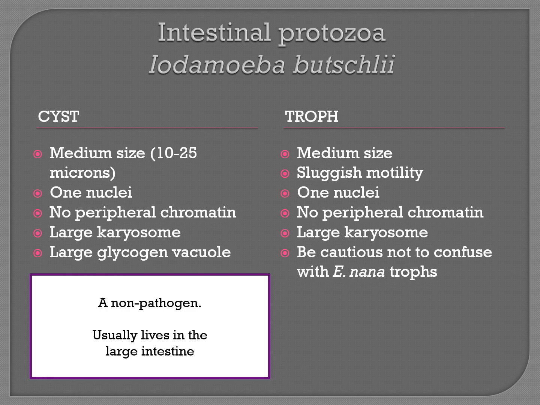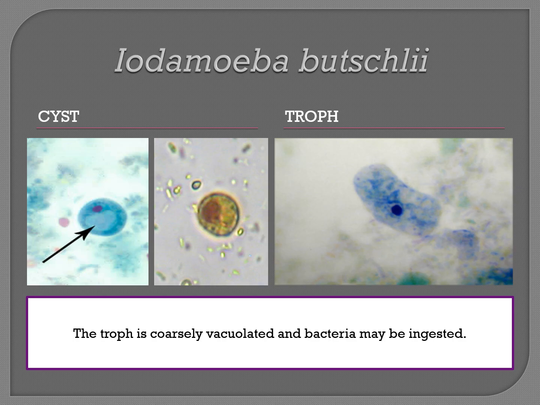In the troph, they are medium size, sluggish motility with 1 nucleus, no peripheral chromatin, and a large karyosome. Be cautious not to confuse it with E. nana troph. You may see ingested bacteria in Iotamoeba buchlei as well. So the Iotamoeba buchlei cyst is very easy to recognize because it always has that glycogen vacuole. The first image on the left of the Iotamoeba cyst is one on the trichrome stain, while the second image, just to the right of the first one there, is an image of an iodine wet prep for Iotamoeba, and you can see that the glycogen vacuole is pink because of the iodine. The troph has a large nucleus, or a large karyosome, and it will often ingest bacteria. The troph is coarsely vacuolated and bacteria may be ingested. Okay, so you might see that as well.